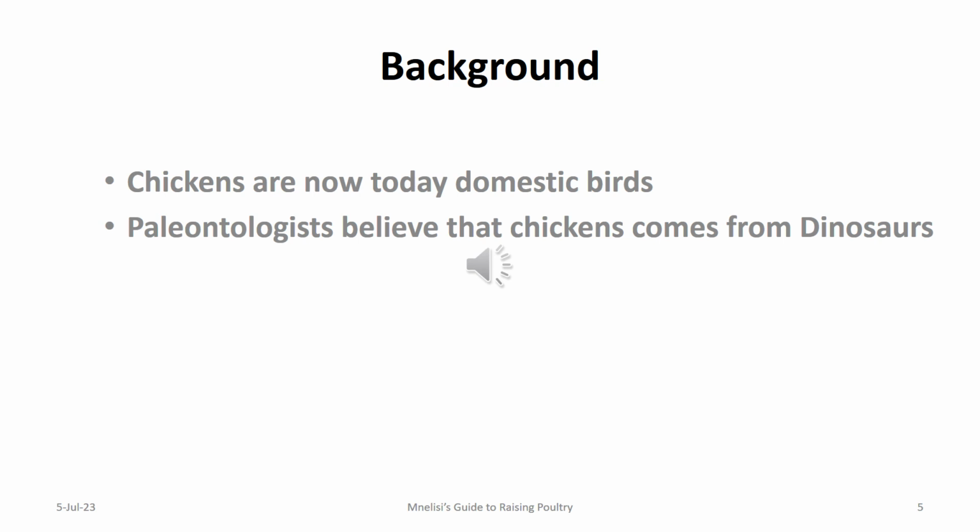The background. Let us look at the background on chickens. A long time ago, chickens were wild animals like birds. Some researchers estimated that people started to domesticate chickens from 7,000 to 8,000 years ago. Those people that are studying fossils believe that chickens originate from dinosaurs.